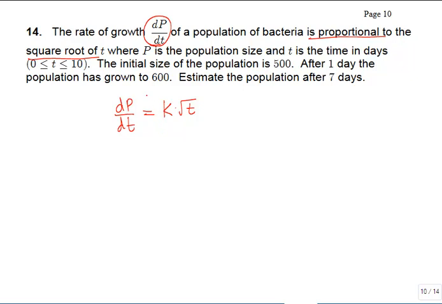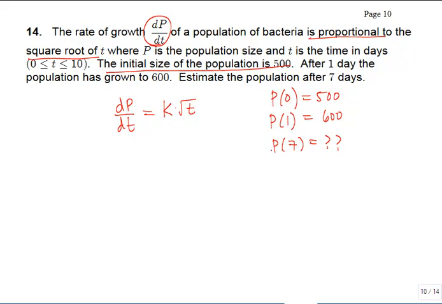Now we also are told some conditions. We're told that the initial size of the population is 500. So initially, at time 0, the population will equal 500. After 1 day, the population has grown to 600. So the population at time 1 is 600. And we're trying to find the population after 7 days. So we're looking for p of 7.